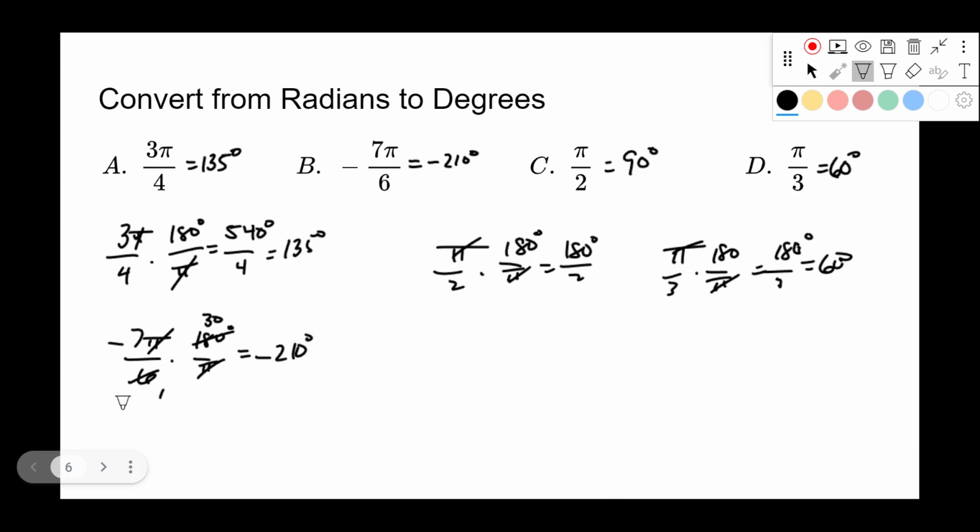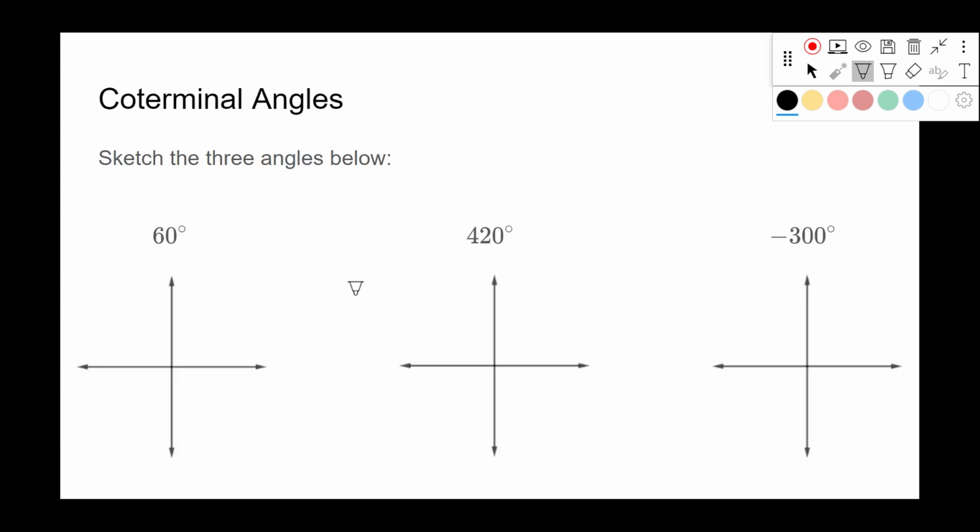That's how you convert degrees to radians, radians to degrees. It's really important that you can do it. You're going to have to do it a lot. All right, next, let's talk about coterminal angles. Let's go ahead and sketch the 3 angles below. Let's try to sketch 60 degrees.